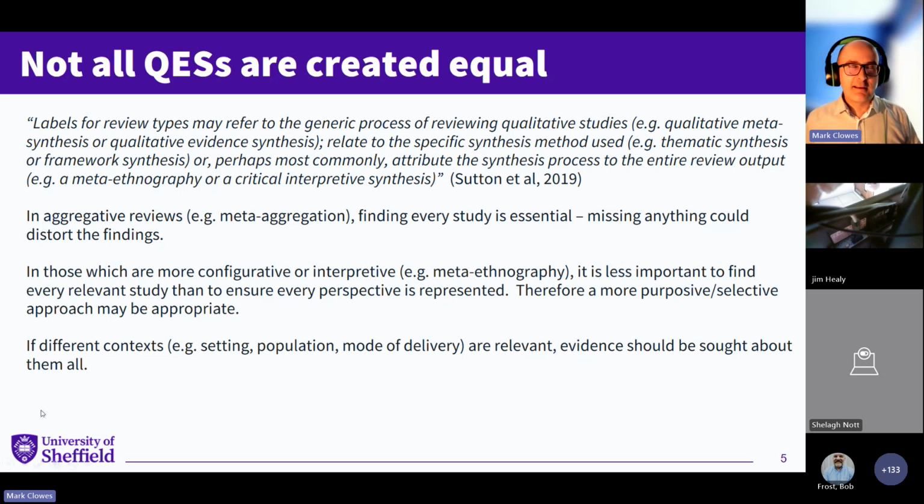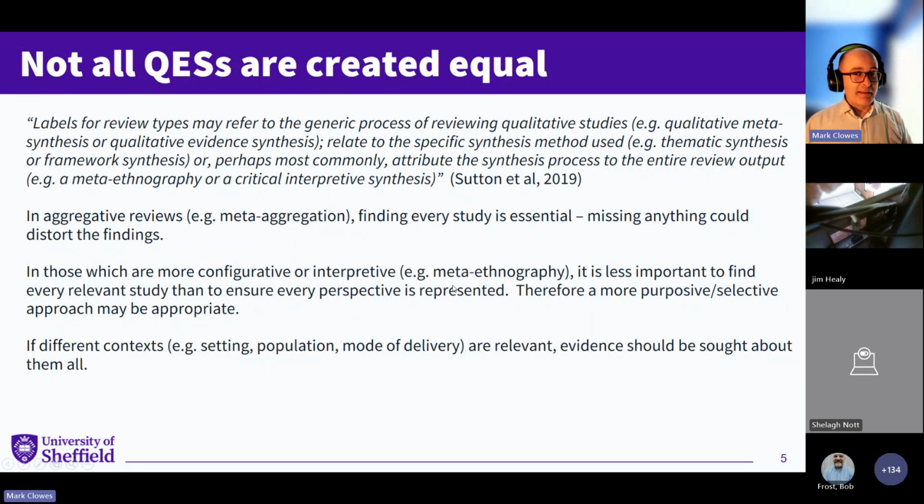So some qualitative evidence syntheses are aggregative in the same way as a quantitative review. So a meta-aggregation would require you to find every single study because you do need to know about all that data. You're counting the number of times a particular finding is expressed.